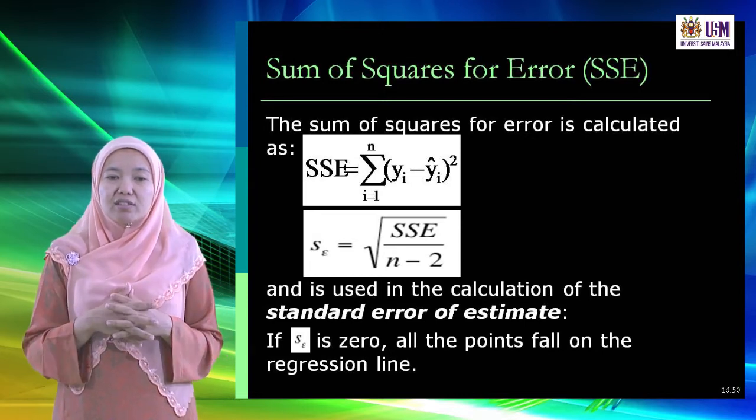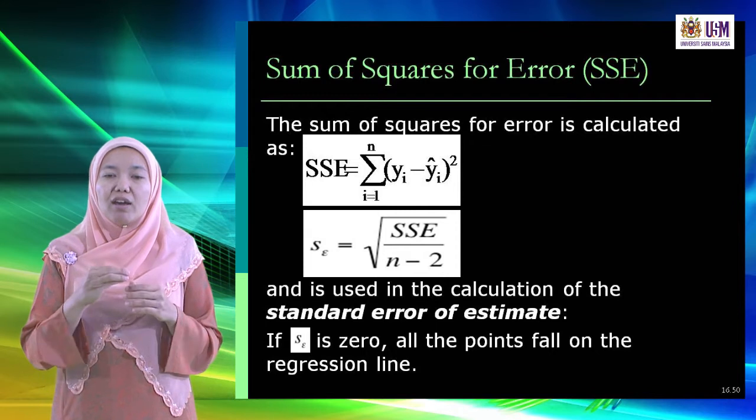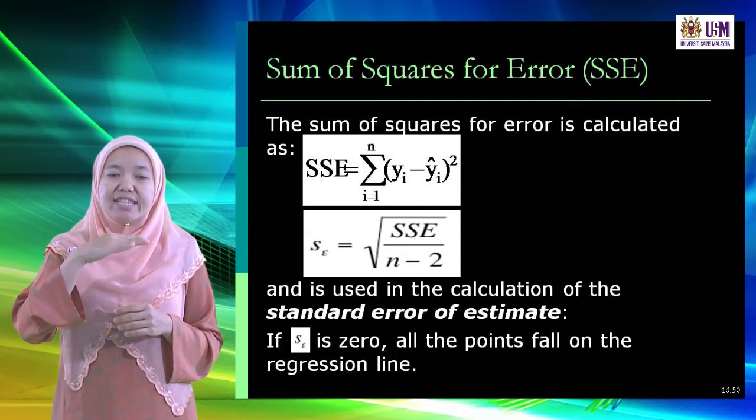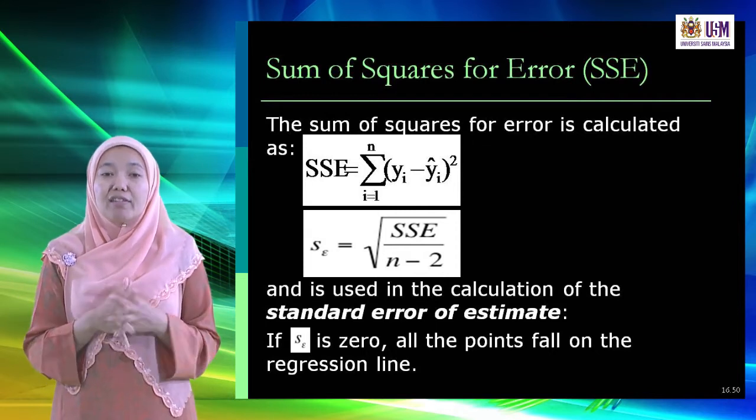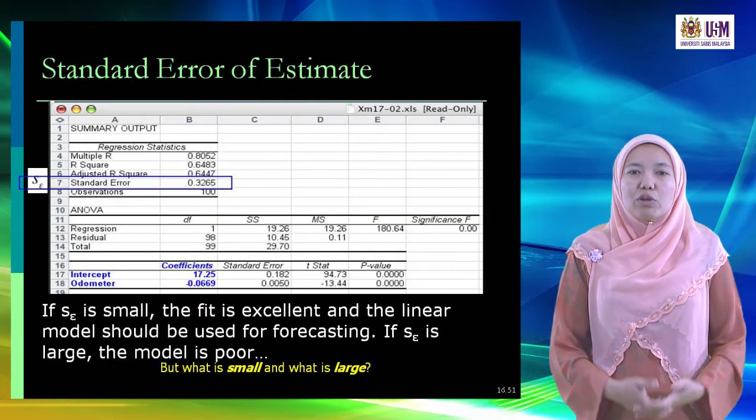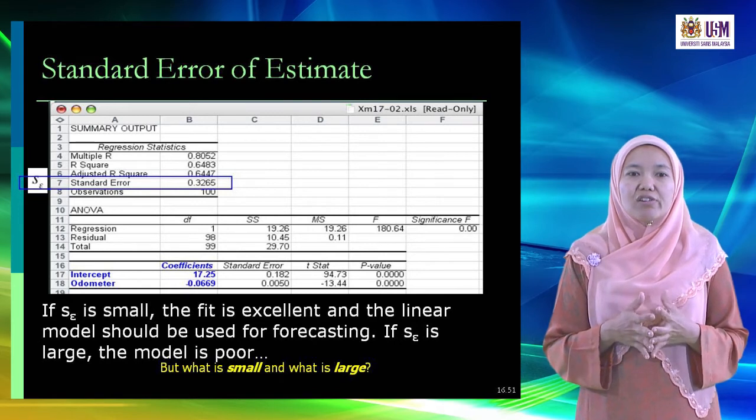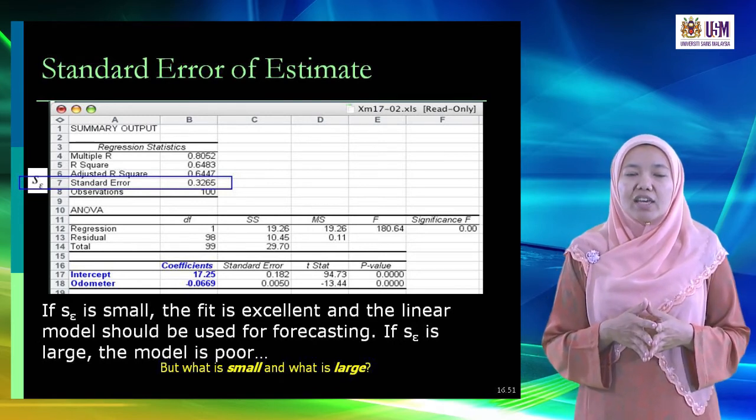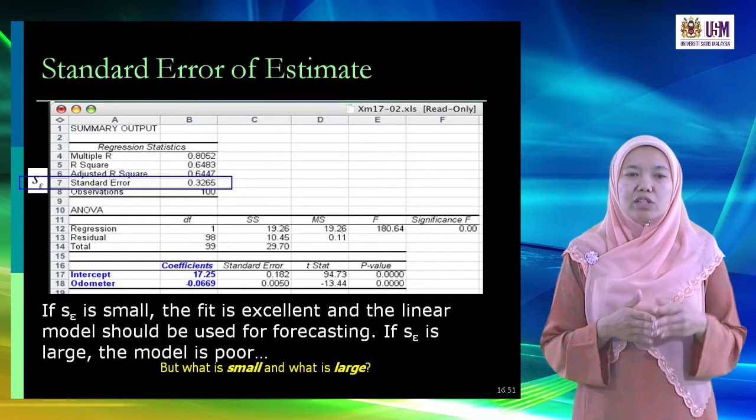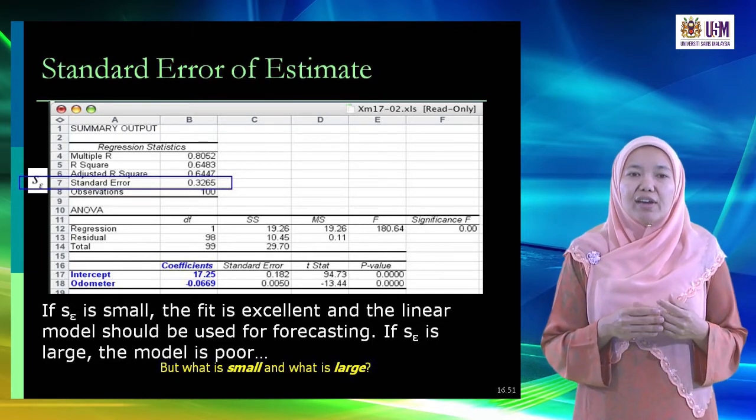That means no variance. If variance is 0, all your dots will fall exactly on the regression line, a perfect regression line. When we want to discuss the fit of the model, we'll be looking at the standard error of the estimate.